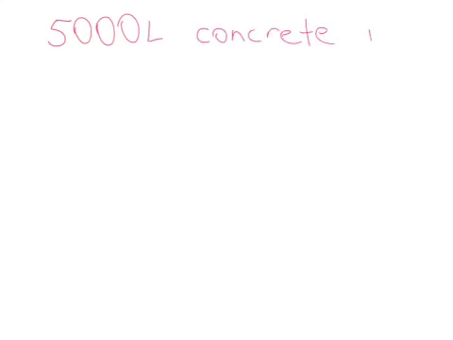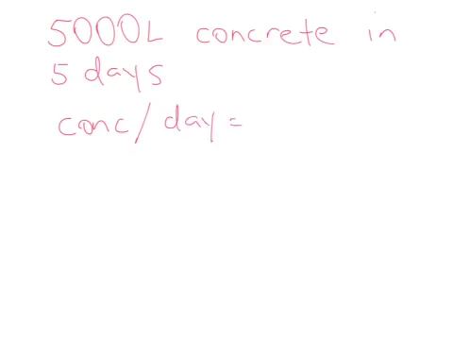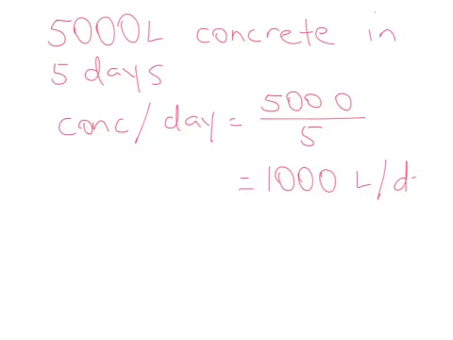So if I look at another one, let's say that a building company can lay 5,000 litres of concrete in 5 days. Okay, well, we could work that out and say, what is our rate of concrete per day? We would have to say, well, I do 5,000 litres in 5 days, so that means I'm going to do 1,000 litres per day.